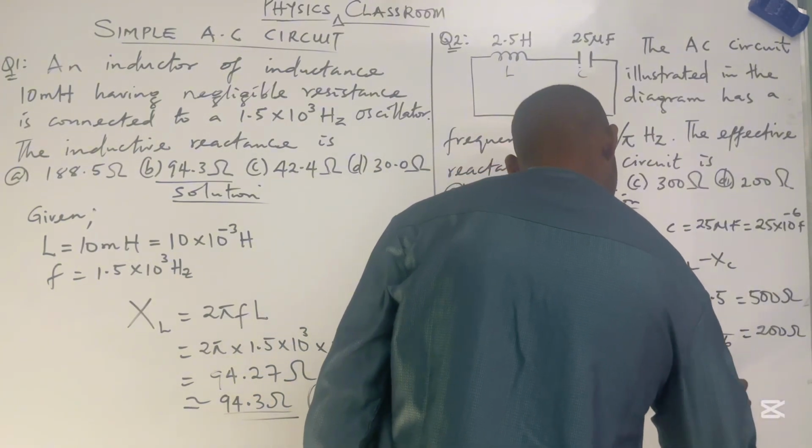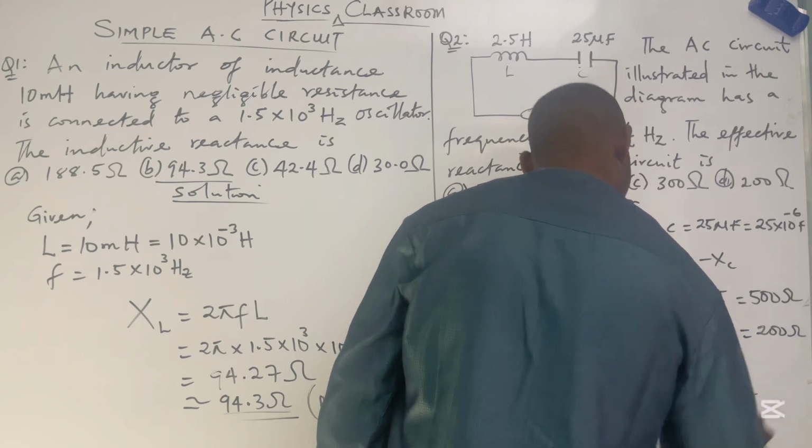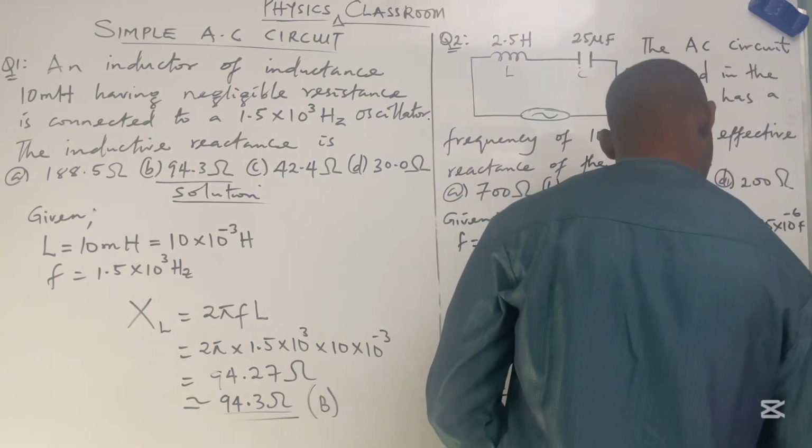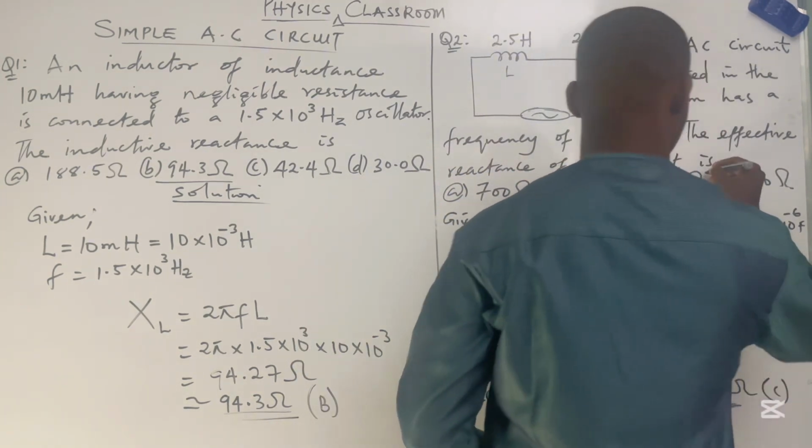Now, the effective reactance, which is ZLC, will be XL minus XC, which is now 500 minus 200. And that's going to give us 300 ohms, which is option C. That shows option C is correct.